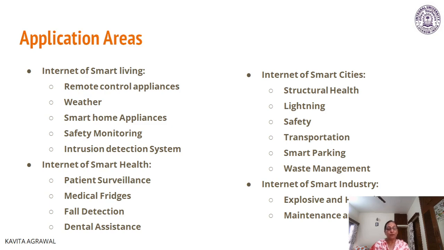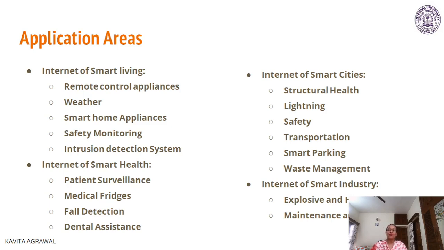We have Internet of Smart Health. This has devices like patient surveillance. It will help us monitor. We may not be present next to the patient all the time, or the healthcare worker may not be present next to the patient all the time. So we have these patient surveillance systems which will help the healthcare worker identify a patient in need of immediate help. Then we have medical fridges in which we keep our vaccines and medicines which are to be kept at a certain temperature.